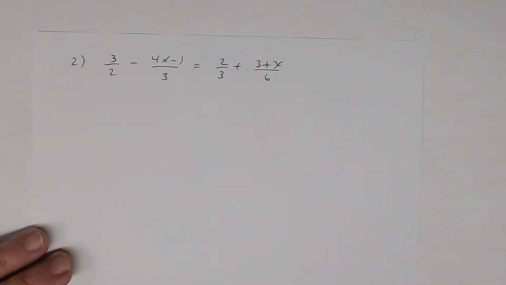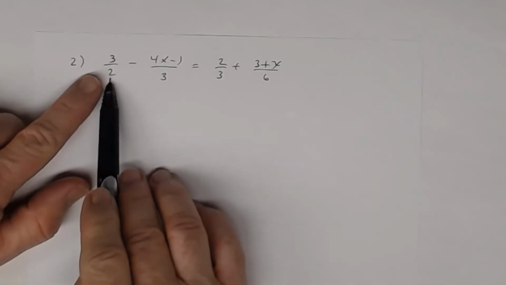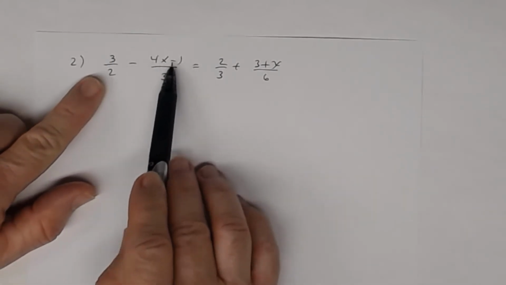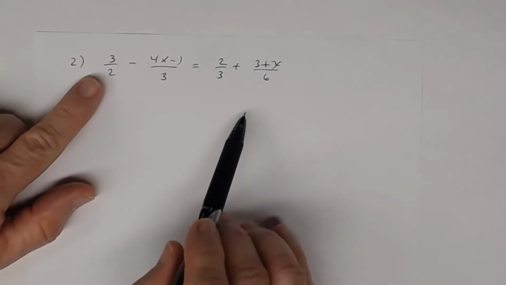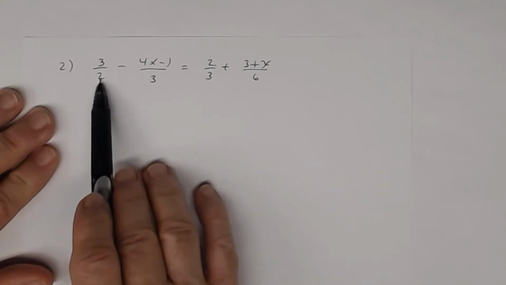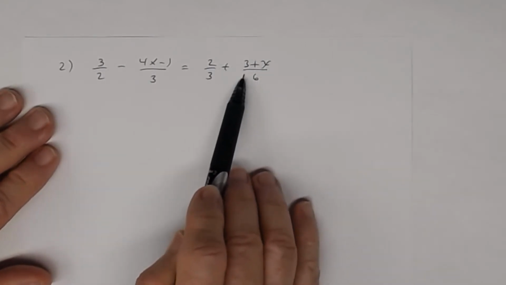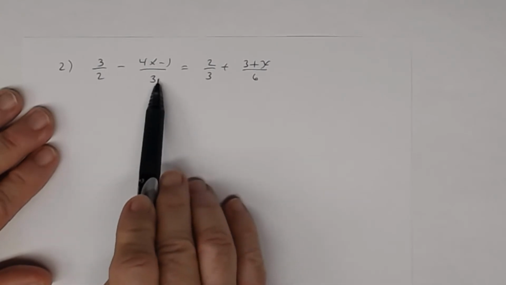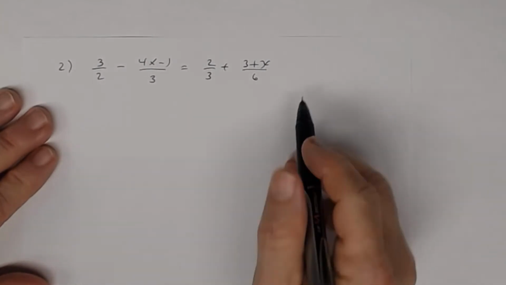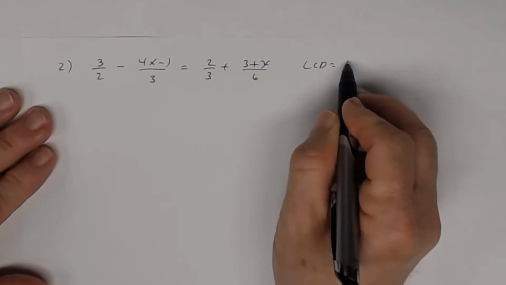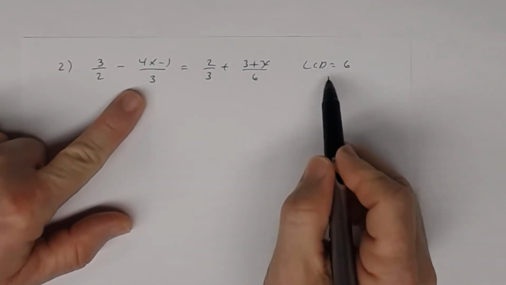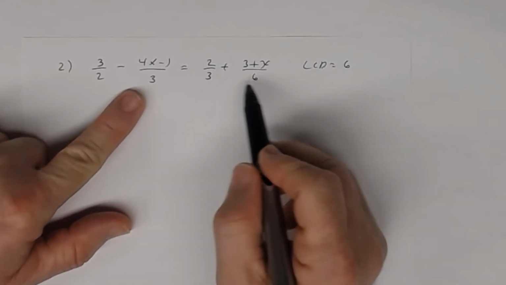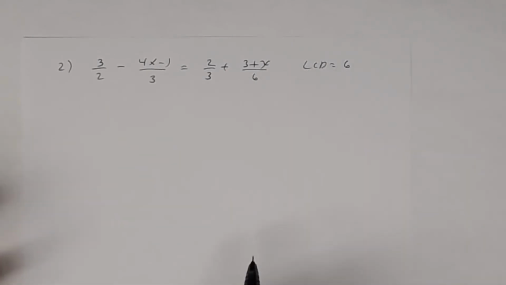All right, number 2, we have this equation. Notice I have 3/2 minus (4x minus 1)/3 equal 2/3 plus (3 plus x)/6. So I have 1, 2, 3, 4 fractions, and the denominators are 2, 3, 3, and 6. So the least common denominator is going to be 6, because 2 goes into 6, 3 goes into 6 evenly, and 6 is also divisible by itself. So the LCD is 6.